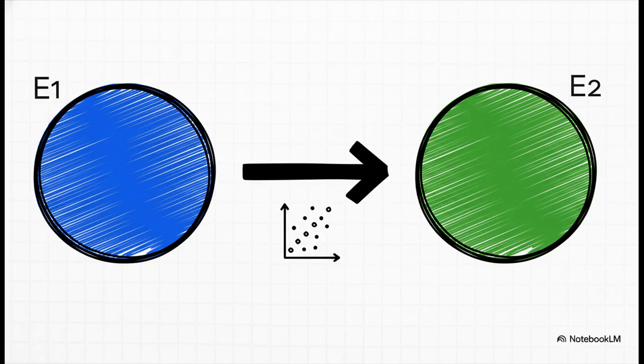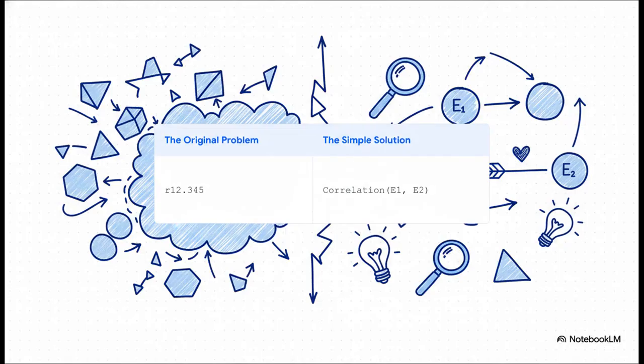It's almost ridiculously simple. We just correlate them. We take our list of E1 values and our list of E2 values, and we run a plain old, simple, standard correlation. That's it. That's the big secret. All that work was just to get our data ready for this one beautiful final step. So let's bring this all home. That scary-looking formula we started with, R12.345, it turns out it's just a fancy way of saying the simple correlation between the leftovers of X1 and the leftovers of X2. It's incredible how breaking a problem down makes it so much simpler.